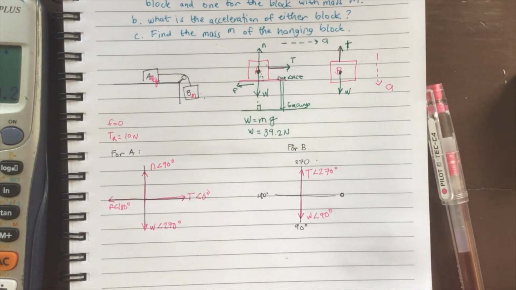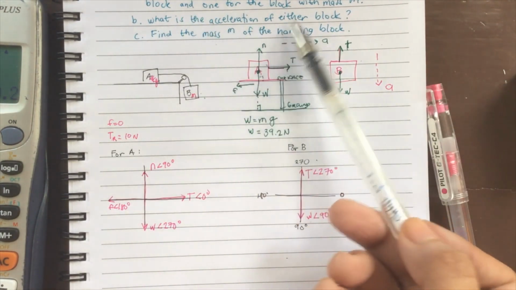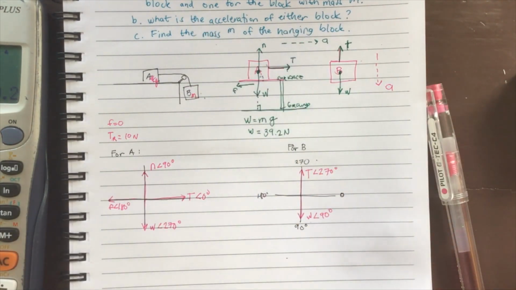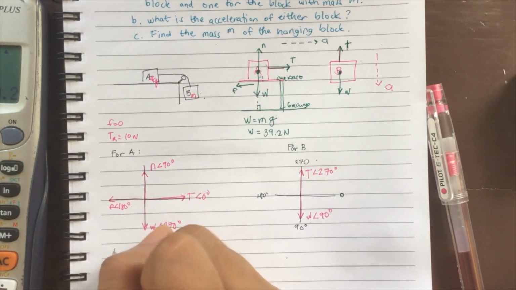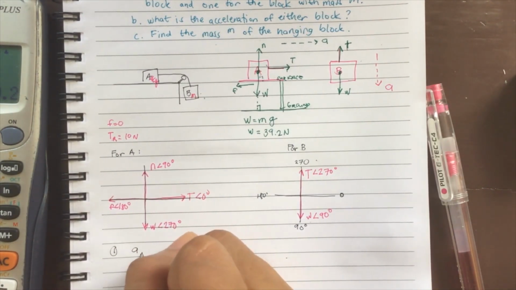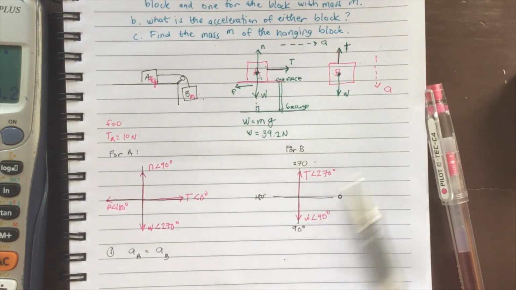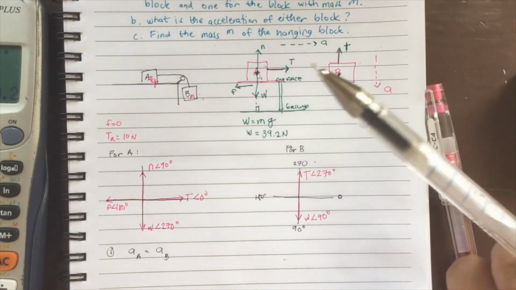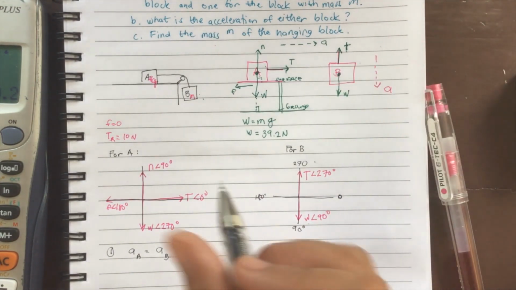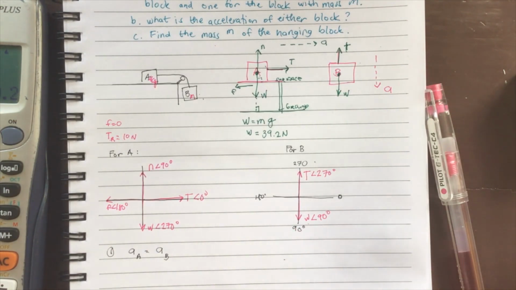Okay, so for letter B, we are asked to find the acceleration of either block. Now, there are two things that you need to remember for a connected object. Number one is that the acceleration in block A is always equivalent to the acceleration of block B. That is because they are both connected by a cord. So, therefore, they will be moving the same manner and they will be moving at the same rate.